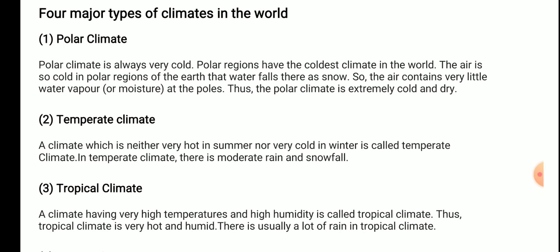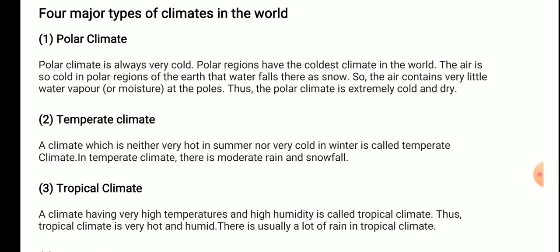Okay, what does it say? It says that the air is so cold in polar regions of the earth that water falls there as snow. Why? Because the temperature there is generally less than 0 degrees Celsius, and we know that water freezes at 0 degrees Celsius, and if the temperature is below 0 degrees Celsius, then the water will be in the form of snow, or we can say ice. And that's why the water vapor present in the atmosphere is very little, and that's why it is said that the polar climate is extremely cold and dry.